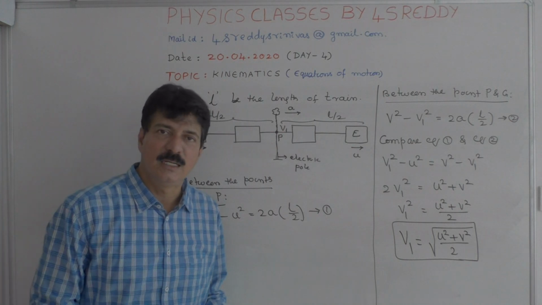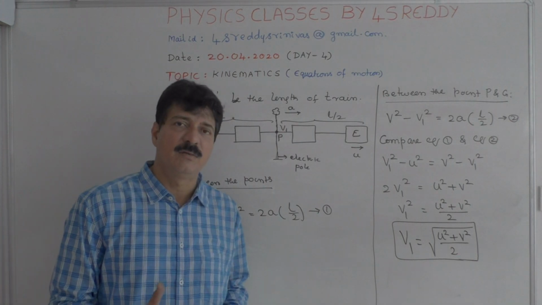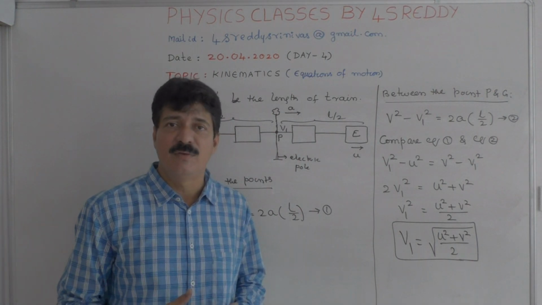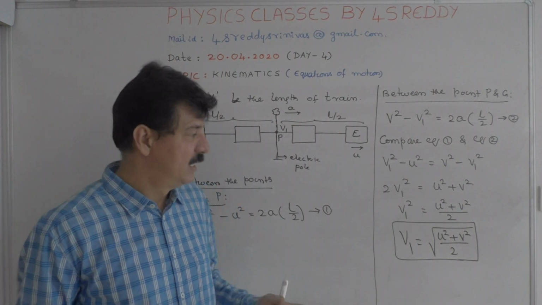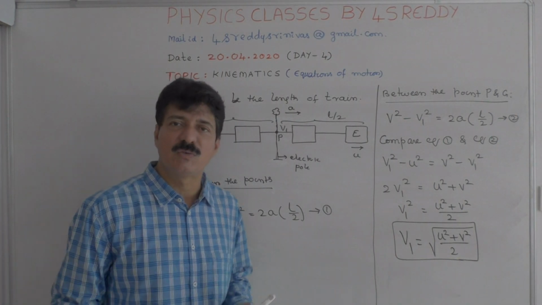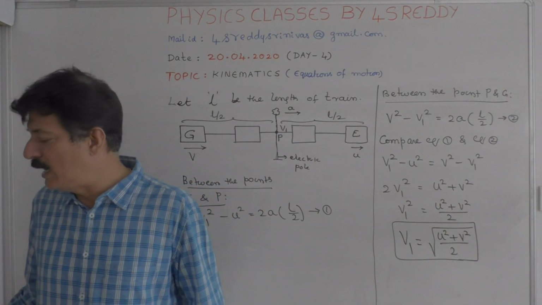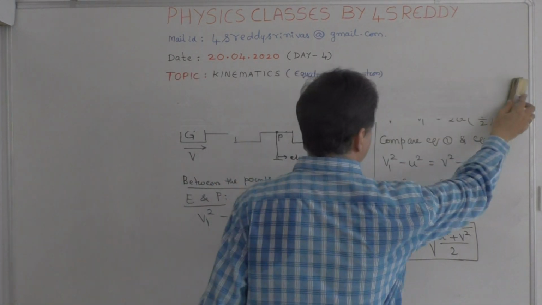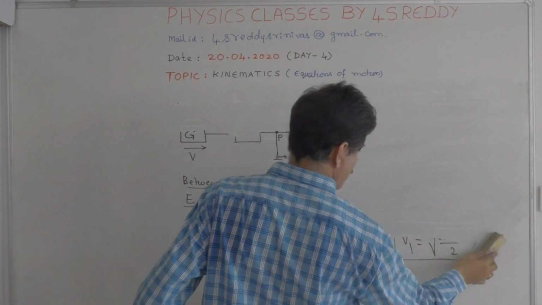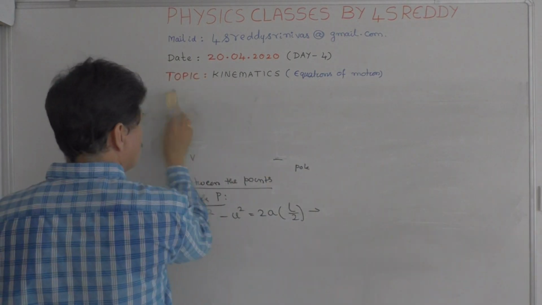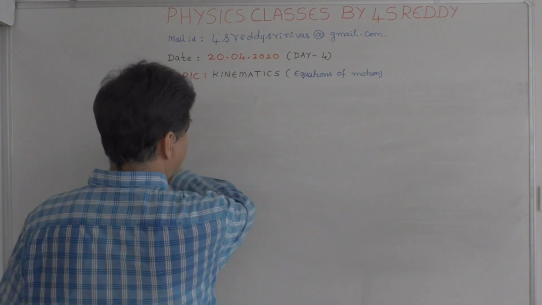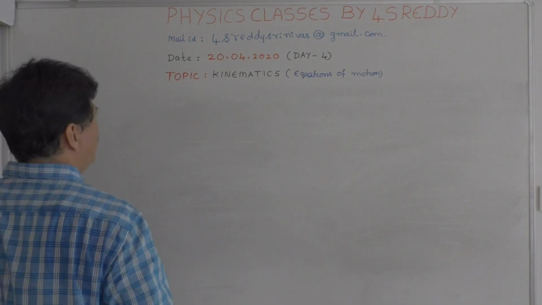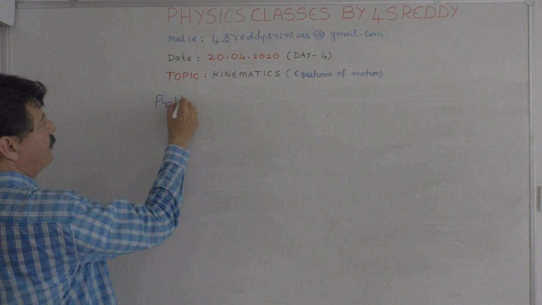So if you know the velocity of the train while crossing the electric pole, u and v, the velocity of the train when its midpoint crosses the electric pole is given by root over (u square plus v square) by 2. This is simple. And once you know this, you may be given a problem based on this concept for any numerical values.